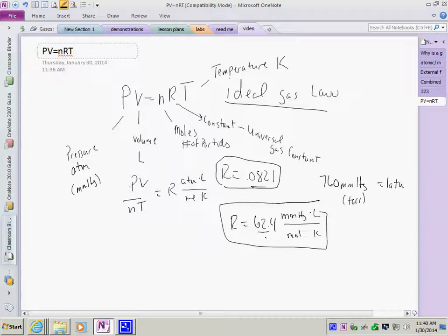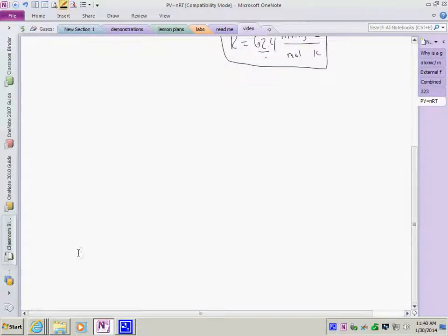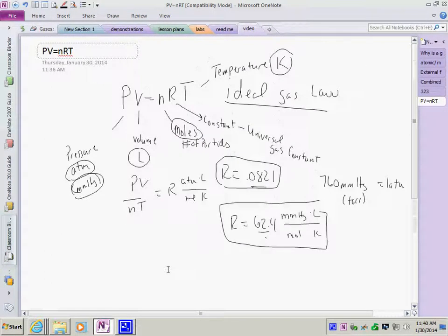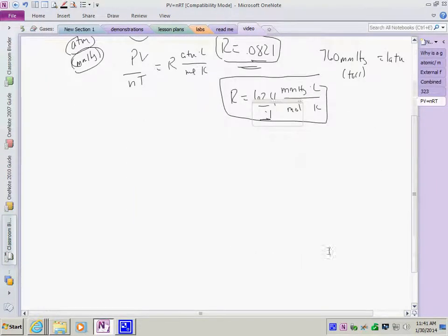And I've already highlighted some of the units that are required for this equation: liters, moles, and Kelvin. Of course, in the combined gas law, we really only needed absolute units. As long as we're consistent, it didn't matter. In the ideal gas law, PVnRT, it is extremely important that you have the right units, because the universal gas constant R is calibrated for a specific type of unit. Okay, let's try an example here.